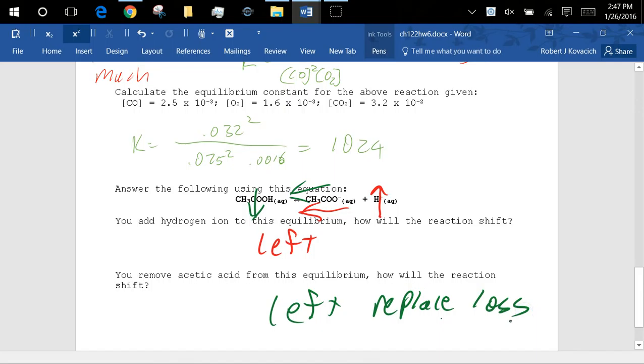So the second one happens because the reaction replaces the lost acetic acid. Why does the first one happen? It removes extra hydrogen ion. It's trying to get rid of that. I put H plus in, it's like, all right, there's too much H plus. Combine it with the acetate anion to remove it from the equation.